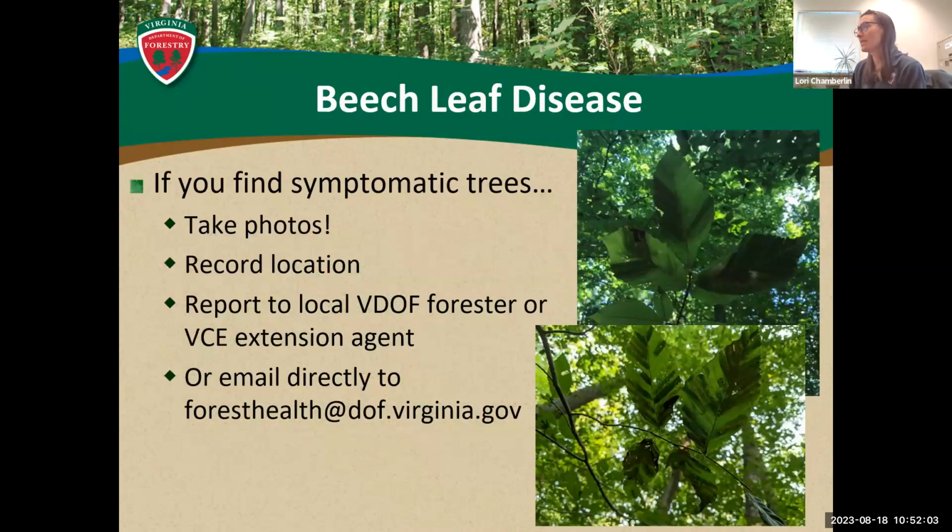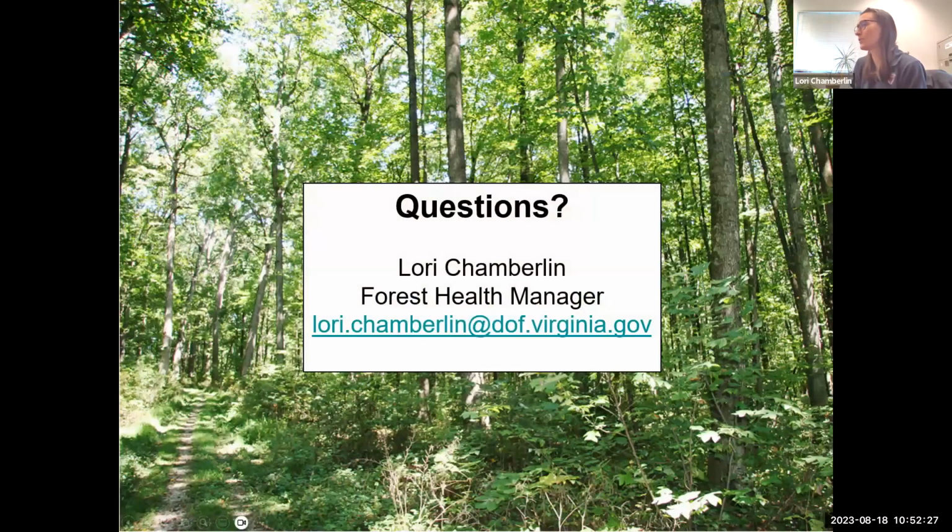So if you do happen to see that dark banding between the leaf veins and find what you think could be beech leaf disease, please take a photo, record the location, and report it to your local DOF forester or an extension agent, or you can email it directly to our program at this email address right here, foresthealth@dof.virginia.gov. And this is my personal email. You could also just email me directly.